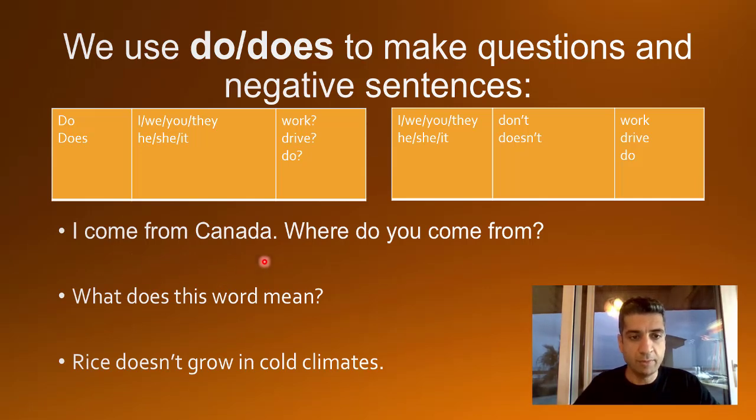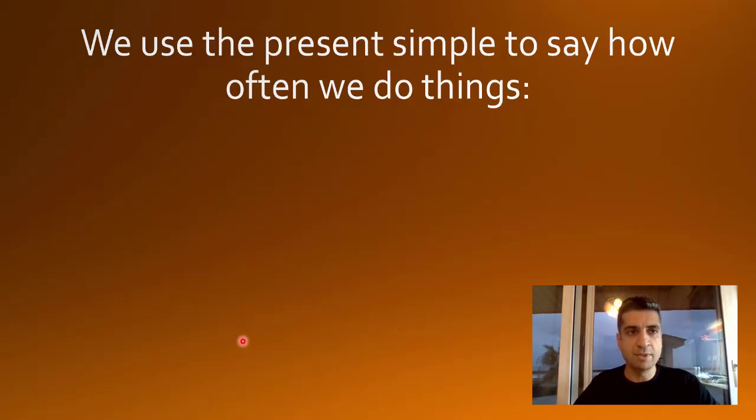I come from Canada. Where do you come from? Notice the auxiliary verb here. What does this word mean? Again, what does this word mean? Rice doesn't grow in cold climates. Rice doesn't, negative, doesn't grow in cold climates.